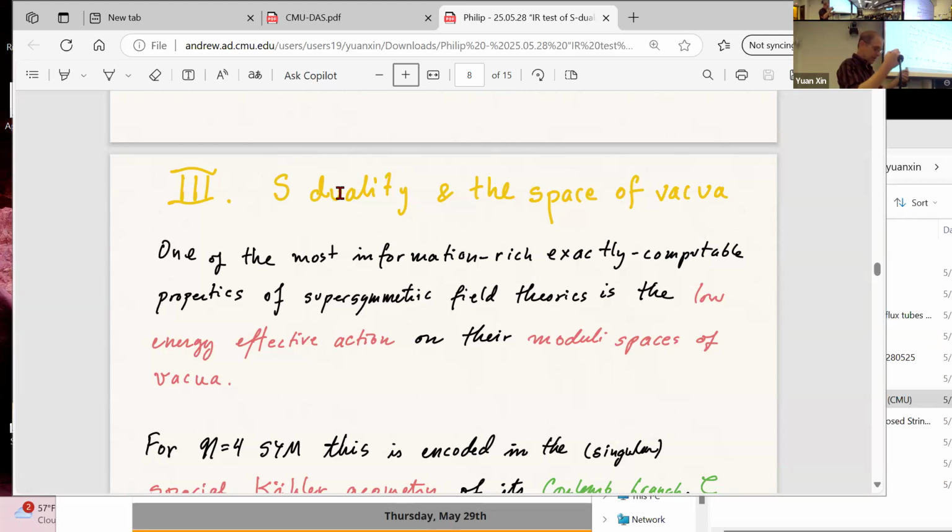S-duality tells us that the inequivalent N=4 theories come in this class of conformal manifolds, labeled by these conformal manifolds. Do we see the same thing for their low energy effective actions?